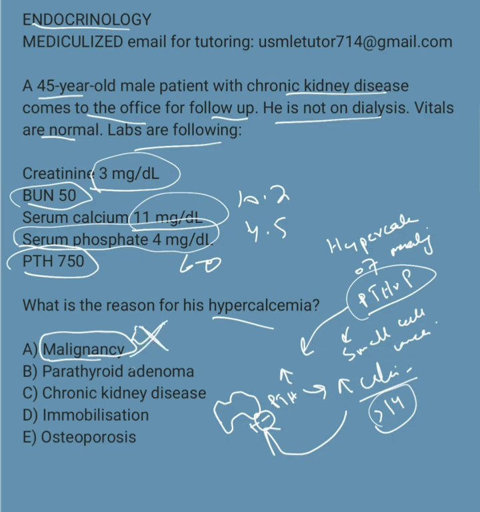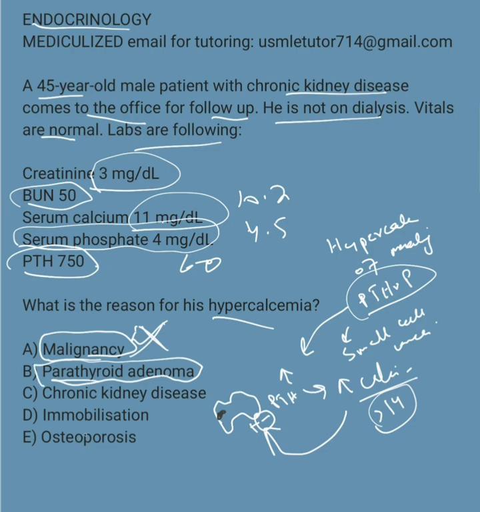Let's talk about parathyroid adenoma. PTH is high. Parathyroid adenoma is primary hyperparathyroidism. So if it's an adenoma here, it makes sense. Yes, PTH can be high here. Second, calcium can be elevated. Yes, it can be elevated. Can phosphate be normal? Phosphate can be normal. So we're going to keep this for now.